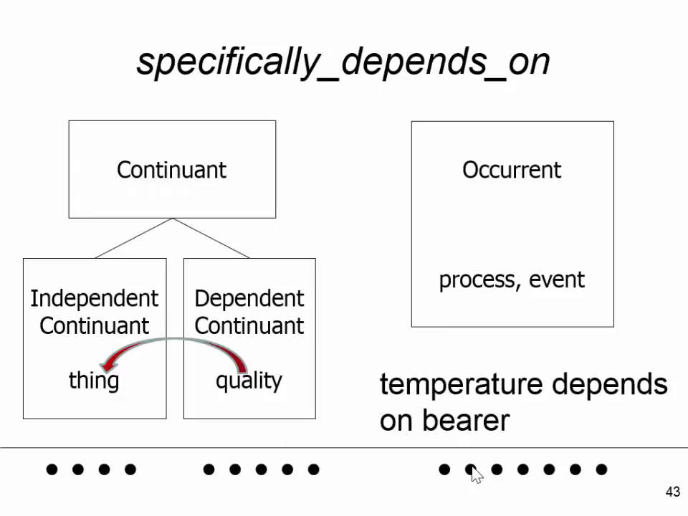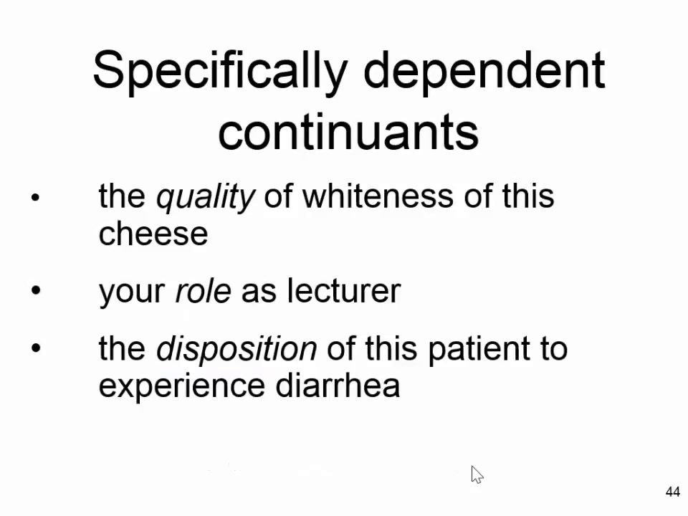So your temperature depends on you. You are the bearer of your temperature. And it depends specifically on you. It's a quality. The quality of whiteness of a piece of cheese depends on the cheese. The role of the lecturer depends on the lecturer. It's a realizable, specifically dependent continuant. And then the disposition of this patient to get diarrhea is dependent upon the patient.